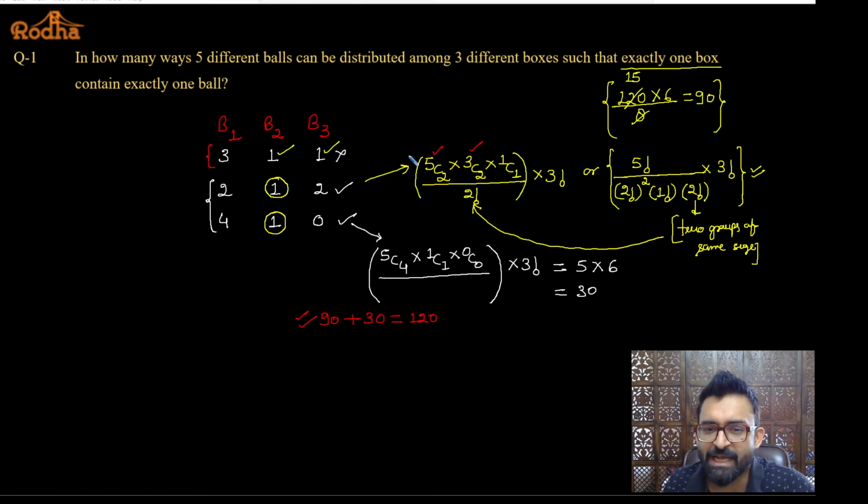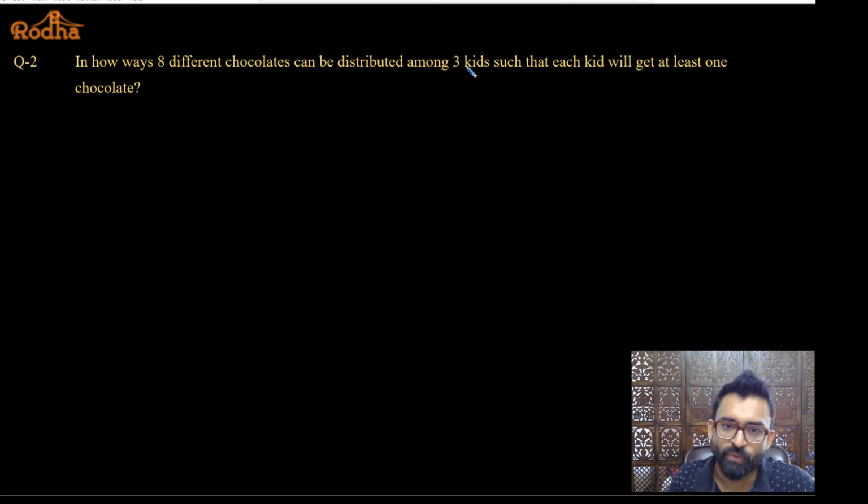3C2 is done because I wanted to select 2 items out of the remaining 3 items. I have already selected 2 items out of 5, so I'm left with 3 items. I want to select 2 more items out of these 3 items. Now I'm left with 1 item. That's why I'm doing this. Okay. Chalo. Is that okay? Shall we move ahead? Good. Question number 2.